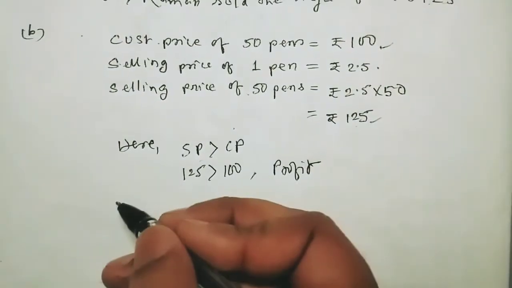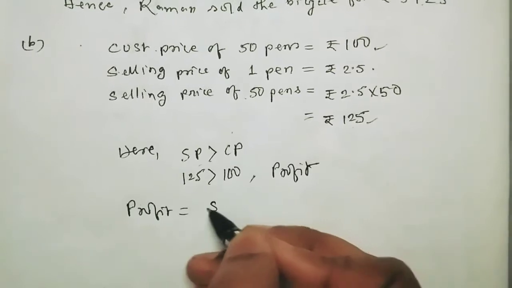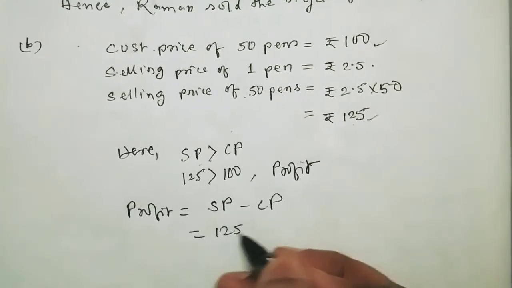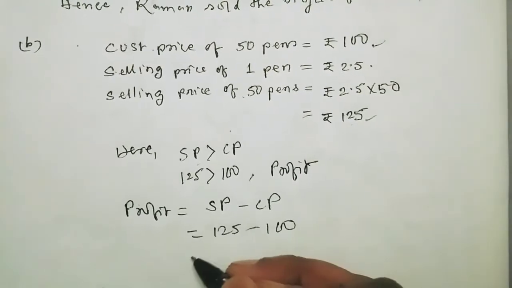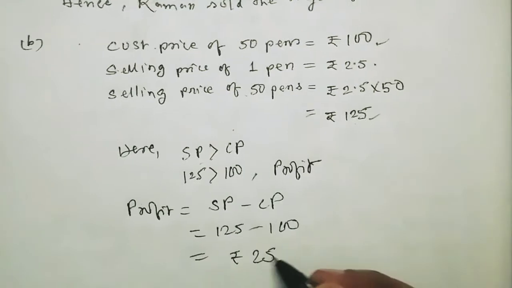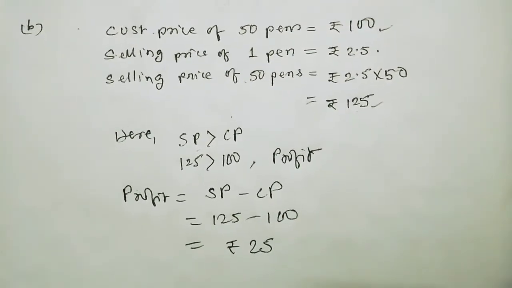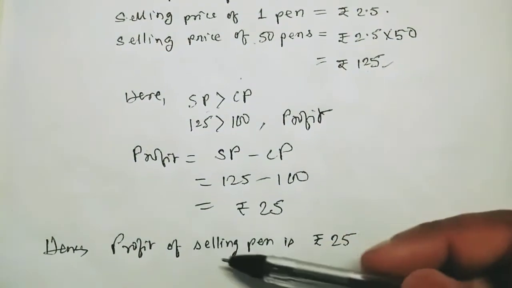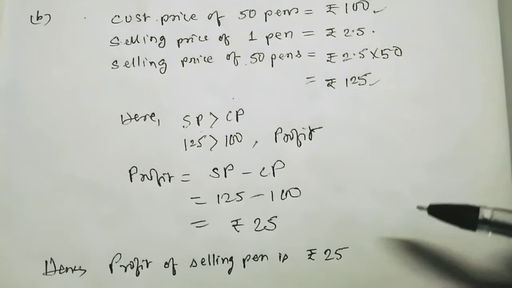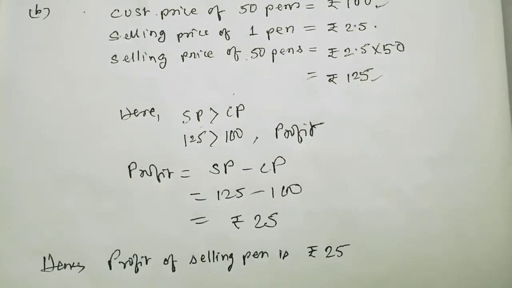Now you have to find out how much profit he got. So the profit formula is equal to SP minus CP. SP is 125 and CP is 100 rupees, so 125 minus 100 is 25 rupees. So the profit on selling the pens is rupees 25. In this way you have to solve this question. It is very important from the exam point of view.